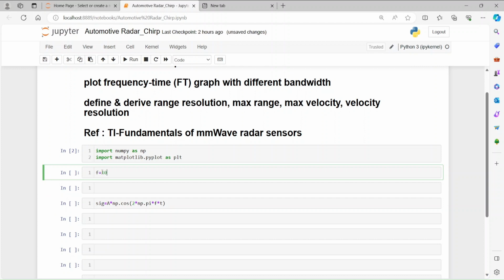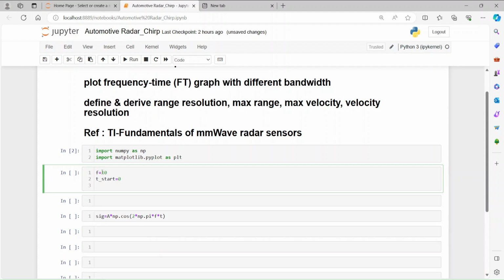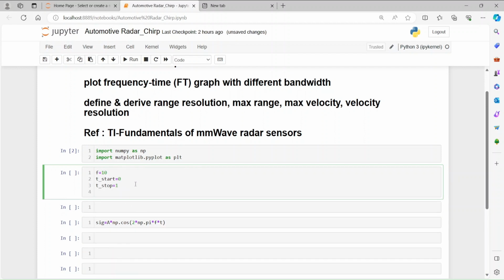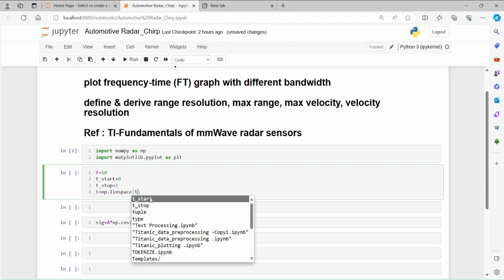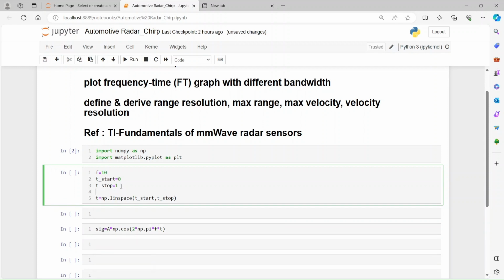Let's define the frequency. Let's say 10 hertz, and then we have the time. Let's say t start is 0 and t stop is 1 second. So we are going to generate a signal that starts at 0 and stops at 1. The total duration of the signal is np.linspace with t start, then t stop, and then we need to define how many samples we want. Let's say 1000, and that is n. At the beginning, I'm just trying to plot a sinusoidal wave, and from there we'll get to know how we can generate a chirp.